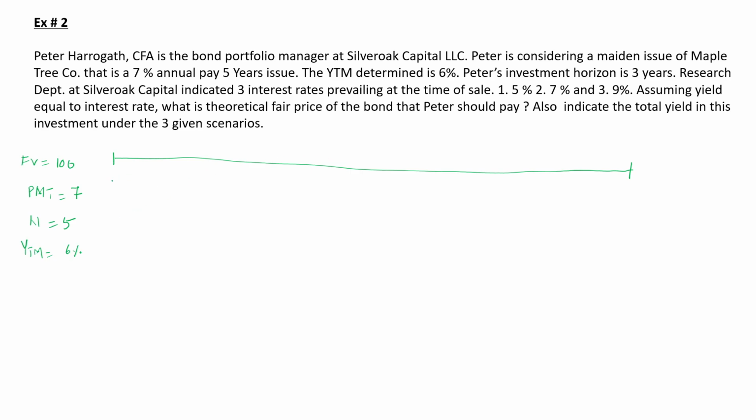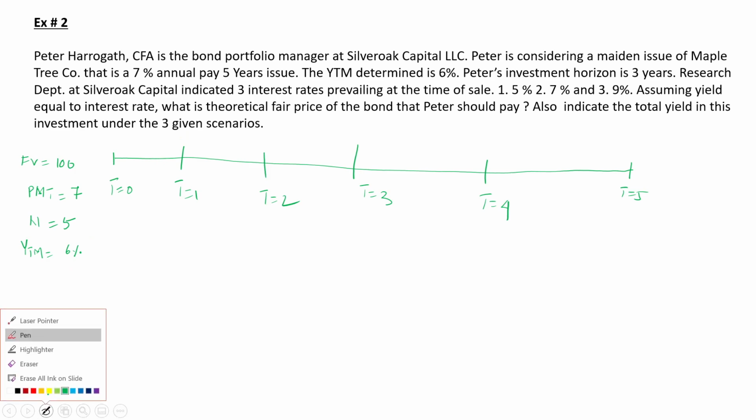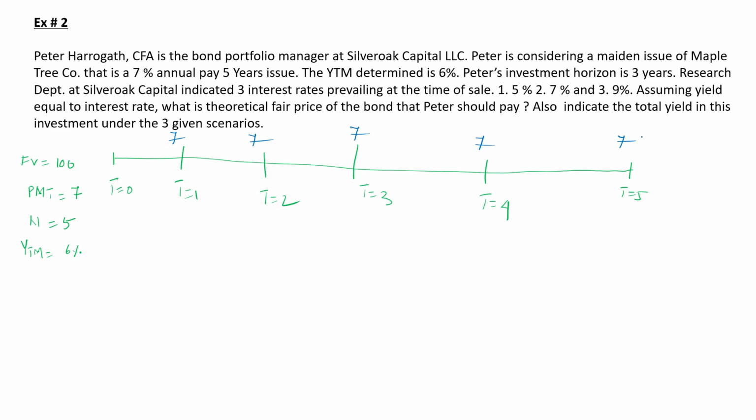All right. So first we draw the timeline as we have mentioned. So what's happening is the bond will be making a payment of 7 here, 7 here, 7 here, 7 here, and the last 7 here along with the face value. Okay.